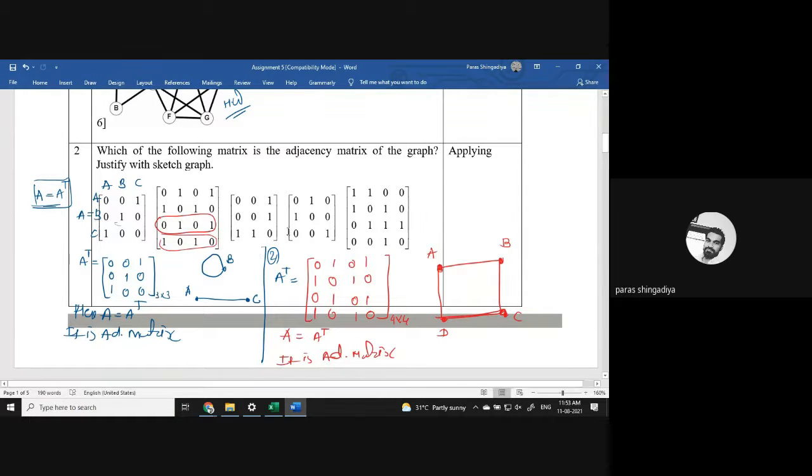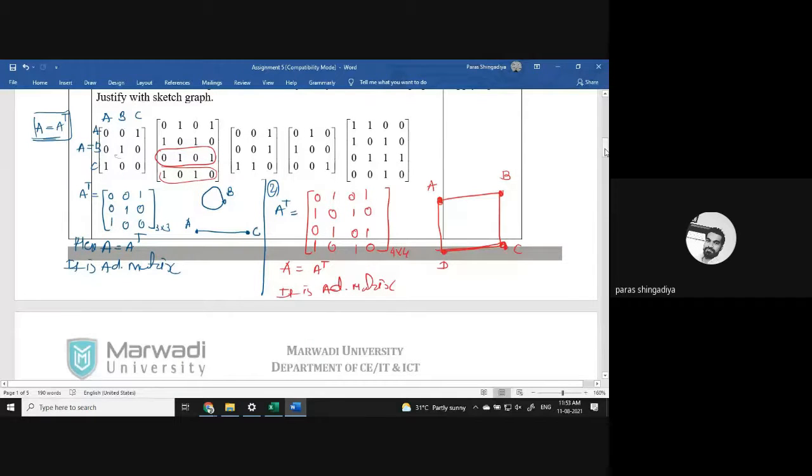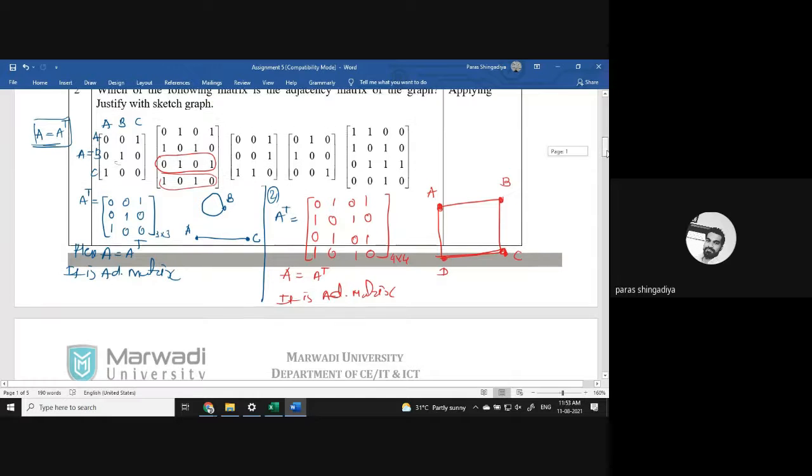So let's start question number 3. Here, if some more practice is required, you can include some more symmetric matrices. Okay, first it should be symmetric. Clear? Without symmetry, the graph is not possible. If I consider any matrix that is not symmetric, then we cannot create a graph.